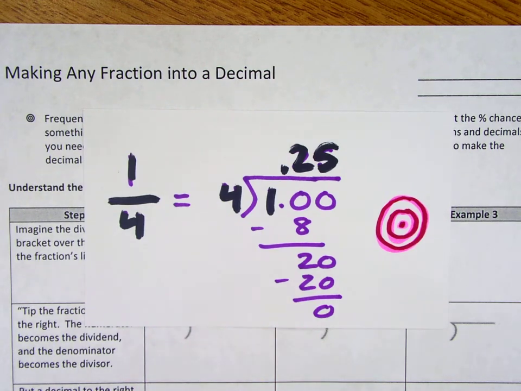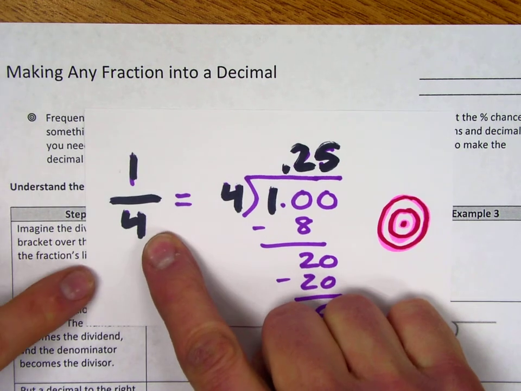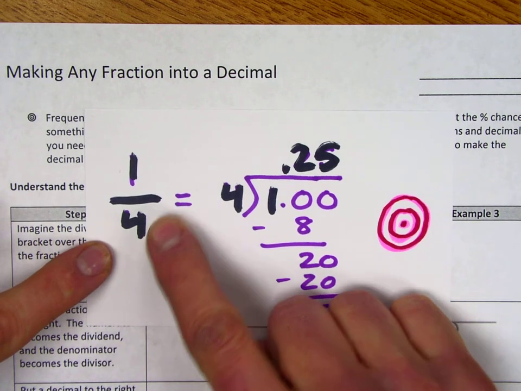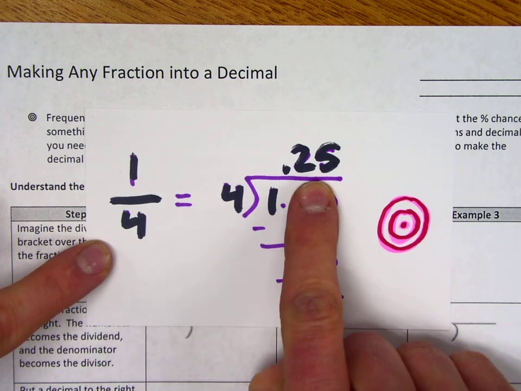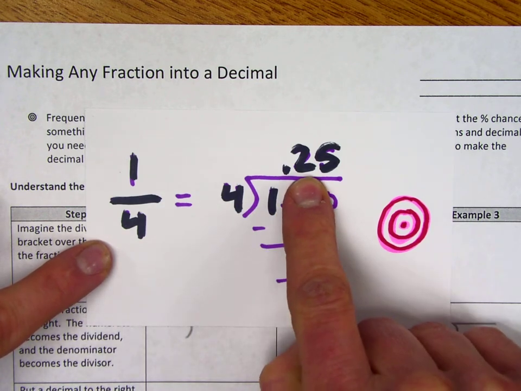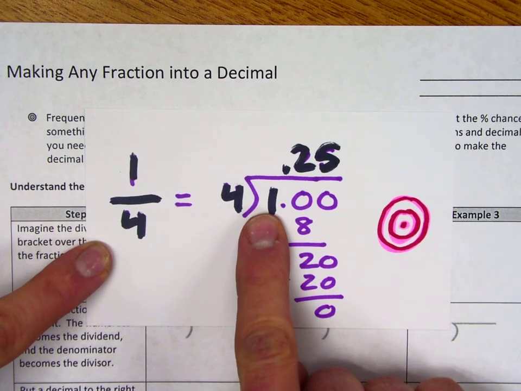Making any fraction into a decimal is an essential math skill from here on forward in middle school and into high school. This is an example of how the fraction 1/4, or 1 divided by 4, can be made into the decimal 0.25, which looks like 25 cents or a quarter, by taking the fraction and making it into a division problem.